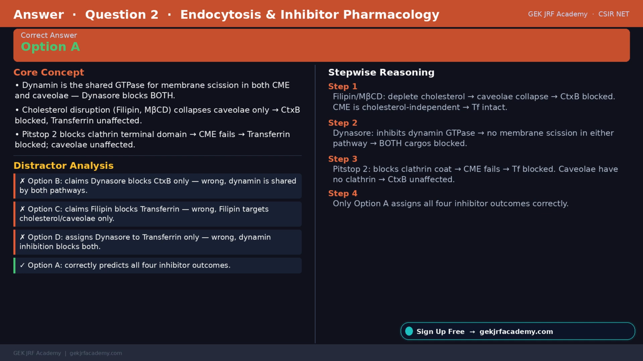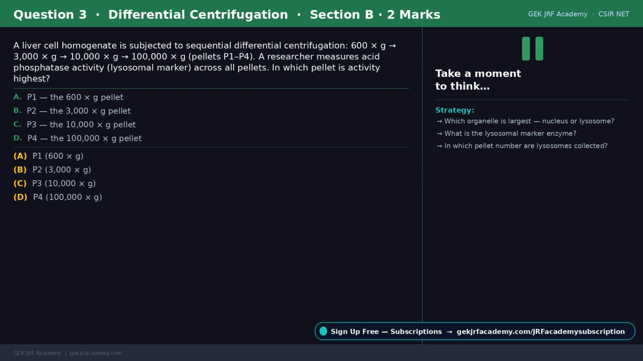Methyl-β-cyclodextrin extracts cholesterol from the outer leaflet. Same functional consequence as filipin. Caveolae disrupted. Clathrin pits intact. Cholera-toxin B blocked. Transferrin unchanged. Option A correctly assigns all 4 outcomes. Options B, C, and D all reverse the dynamin or Clathrin assignments incorrectly. The answer is A.